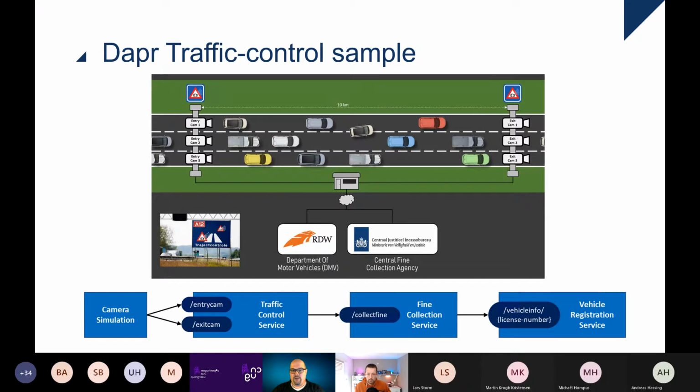Like I said, the traffic control service will calculate whether or not you were driving too fast. It will send a message to the collect fine endpoint of the fine collection service, which is another service in the solution. And then the fine collection service will get, based on the license plate of the car, some vehicle information. This will contain information about the vehicle, but also the owner, including its email address, because we're simulating that fines are being sent by email. So this is basically the whole setup that we created, and this is all using Dapr beneath the covers.